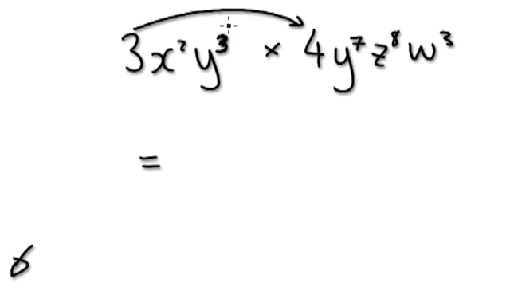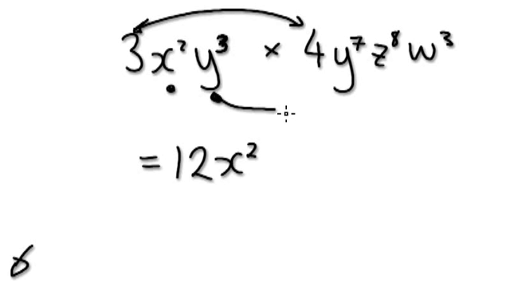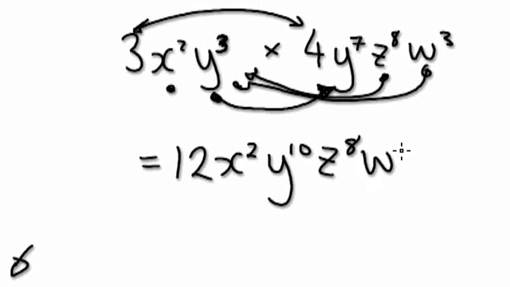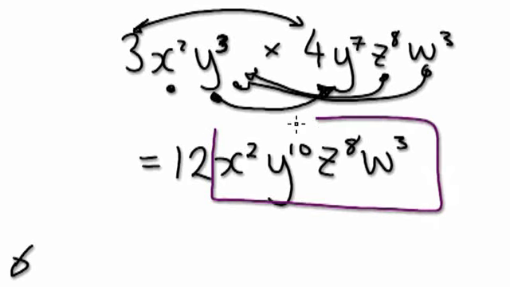Well, 3 times this would be 12. So that would be 12. X, well, there's no other x's, so let's just leave it as that. X squared. And then y times of, yeah, that's y to the power of 7 over here. So that would be y to the power of 10. And then z, well, there's no other z's over here. So z to the power of 8. And then same with w here. There's no other w, so it's w to the power of 3. So this is your new entity.